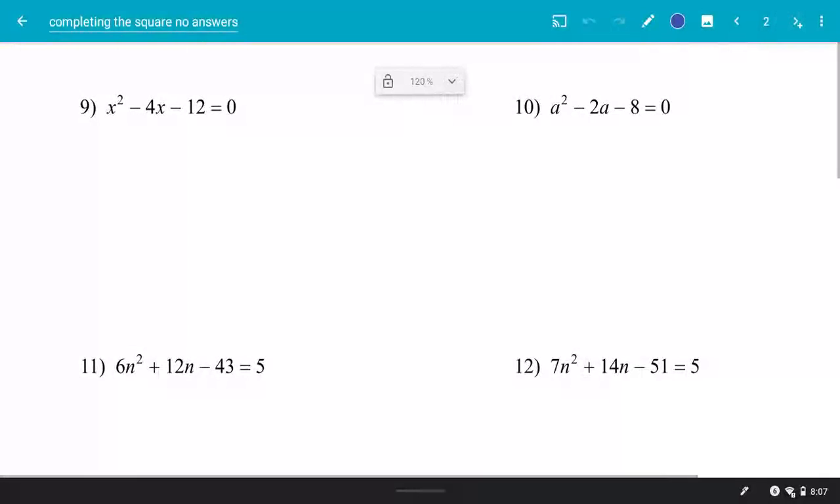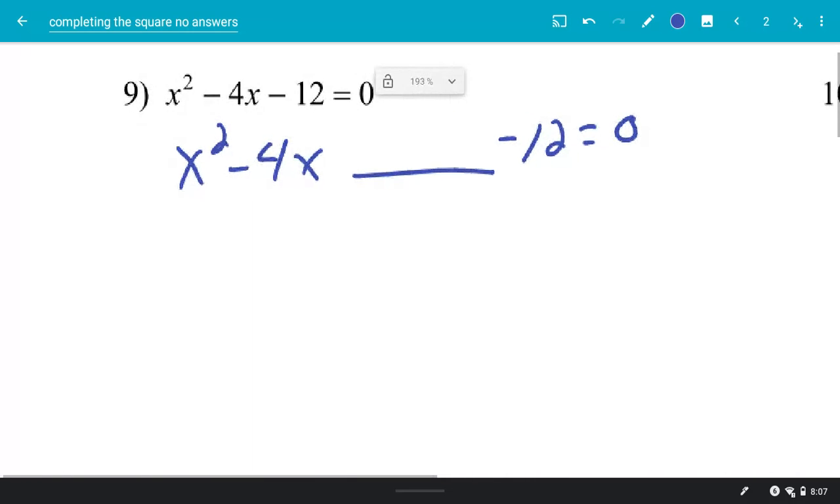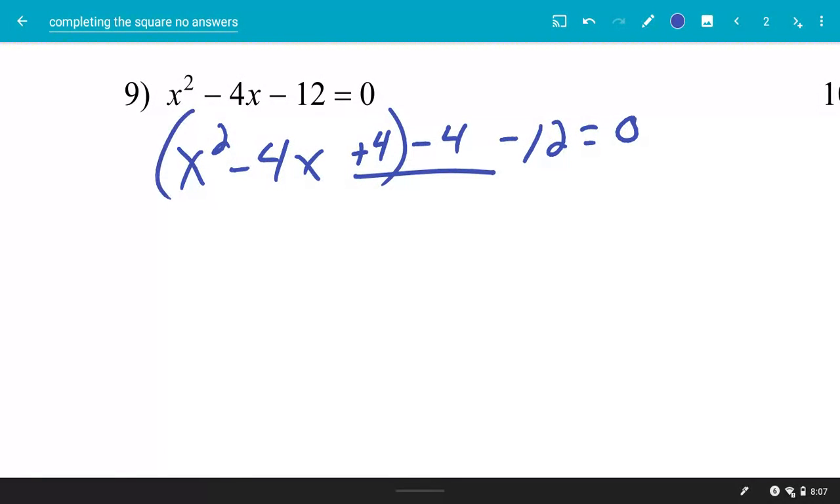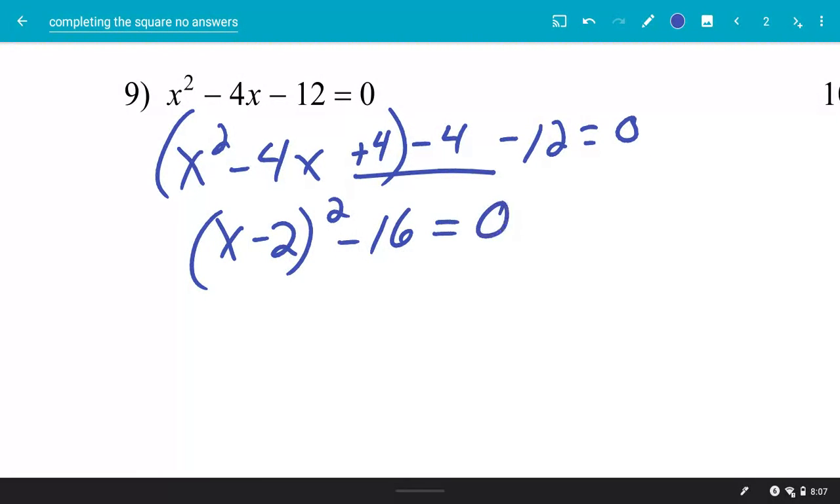Two more. Number 9. x squared minus 4x, space, minus 12 equals 0. Negative 4 divided by 2 is negative 2. 2 squared is 4. So plus 4 minus 4. There's the perfect square trinomial. x minus 2, quantity squared, minus 16. So my vertex is 2, negative 16.